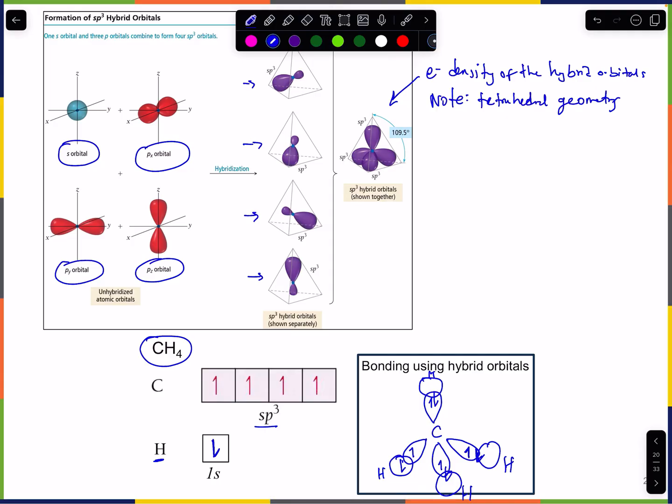That overlapping, here we have sp3 overlapping with the 1s orbital on the hydrogen atom. This is the corresponding bond now. That is the corresponding description that we can use for that single covalent bond. A single covalent bond between carbon and hydrogen happens because we have the overlapping of sp3 orbitals with the 1s orbital on the hydrogen atom.